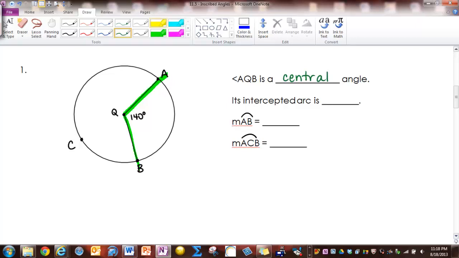Next, its intercepted arc is the one you see in yellow right now, which is arc AB. It is a minor arc because it's less than a semicircle, so we're going to be using 2 letters to describe the arc. Next, we need to find the measure of arc AB, and since it's a central angle, the arc's measure is going to be the same as its central angle's measure. So, the intercepted arc, arc AB, has measure equal to 140 degrees.